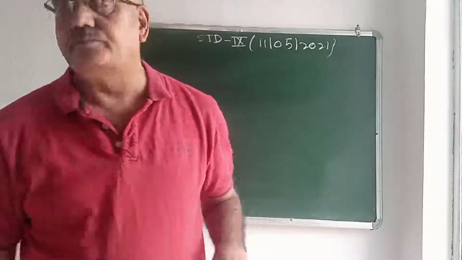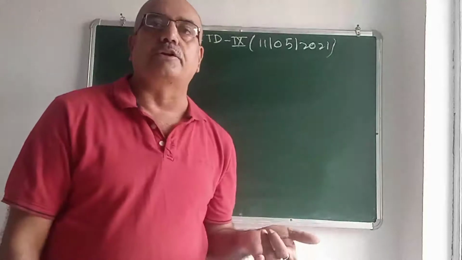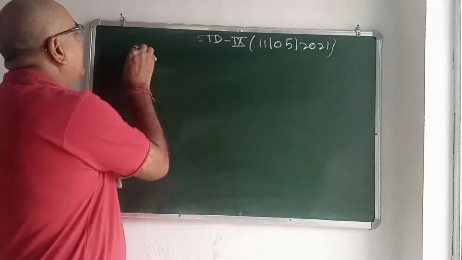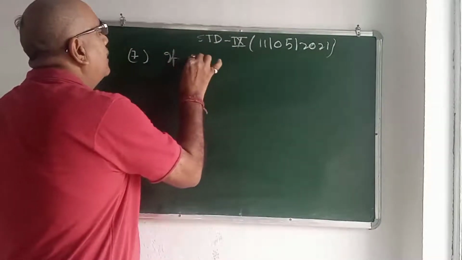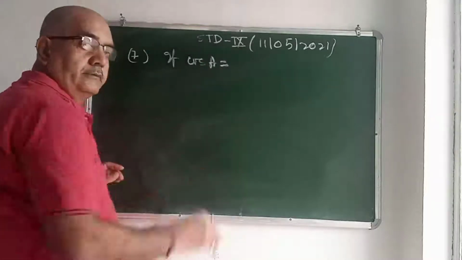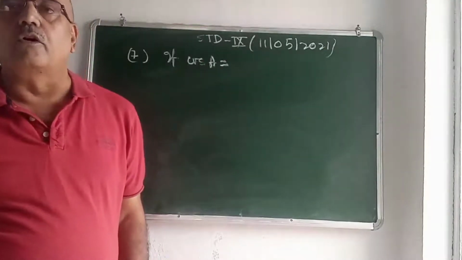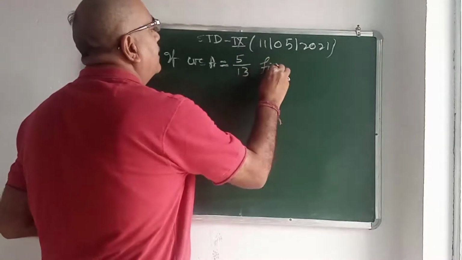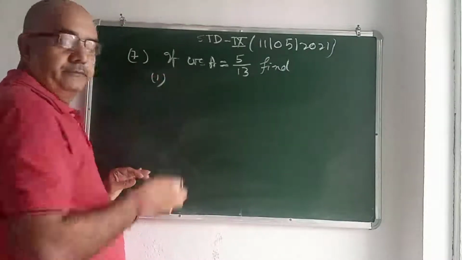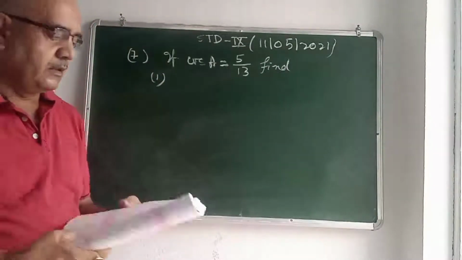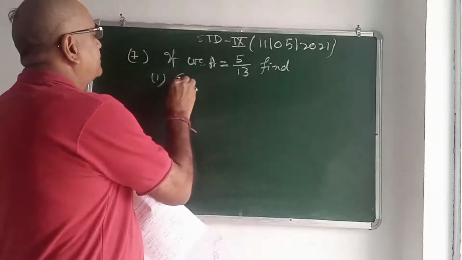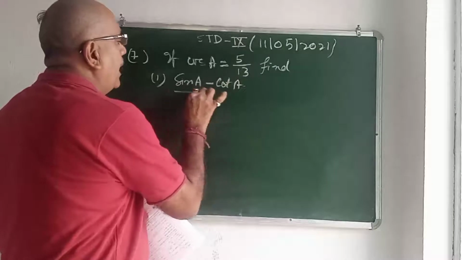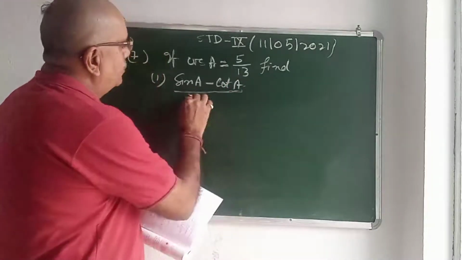Like the first question, I will explain it later on. First question, how the question is written in a different way. Question number 7. If cos A is equal to 5 by 13, then find first, sin A minus cot A by 2 tan A.